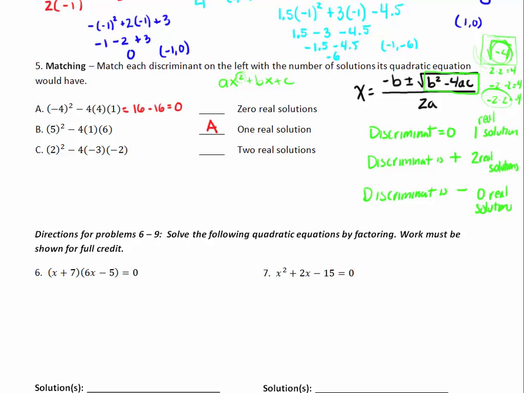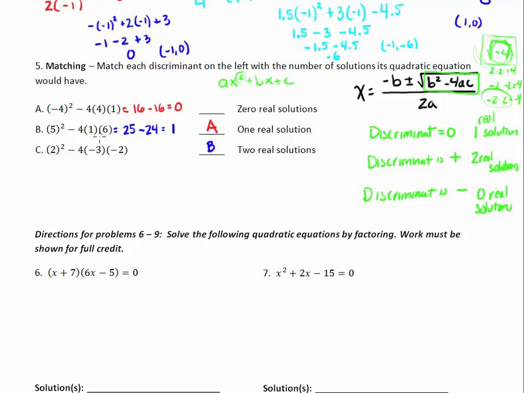All right. B, 5 squared is equal to 25. Negative 4 times 1 is negative 4. Times 6 is negative 24. So we have 25 minus 24, which is a positive 1. Okay, so our discriminant came up with a positive number, so it's going to have 2 real solutions.